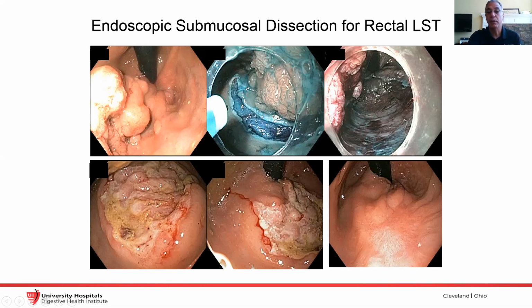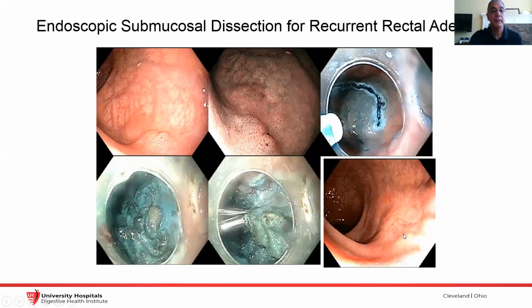This is not recurrent polyp, obviously. And then 3 to 6 months later, you can see a well-healed scar. I think ESD is very helpful for stubborn lesions. The recurrent adenoma, this one happened to be in the rectum as well. It's very difficult to see.